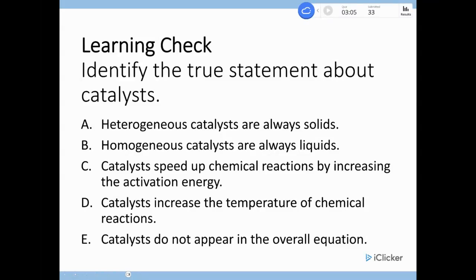B, homogeneous catalysts are always liquids. Also not true. We could have a gas phase reaction with a gas phase catalyst or solid phase reaction with a solid phase catalyst.